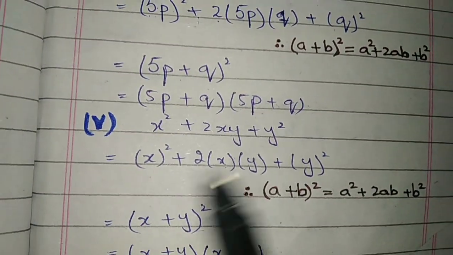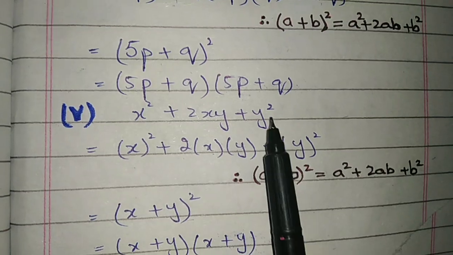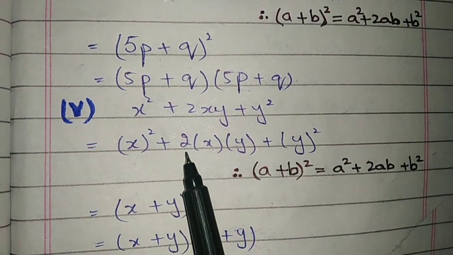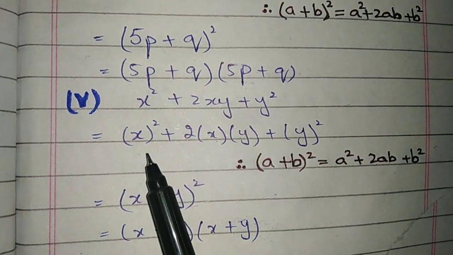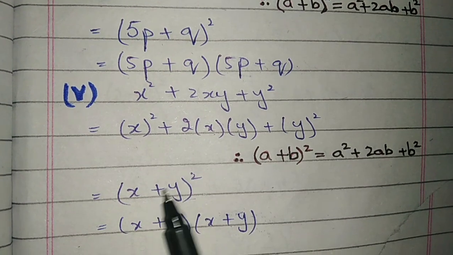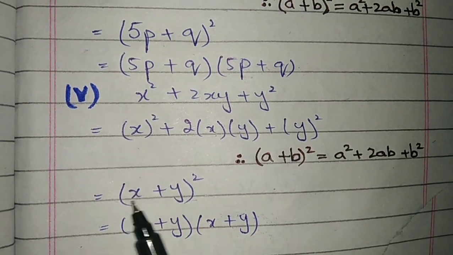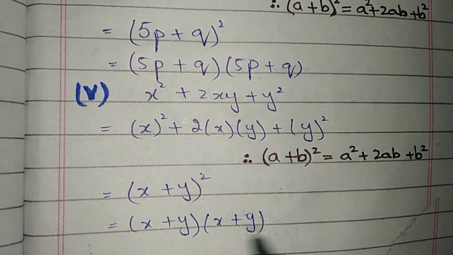Part number 5 is x square plus 2xy plus y square. X square is the square of x and y square is the square of y. Plus 2 according to the formula, first number in the first bracket and the last one in the last bracket. This is the complete formula of a plus b whole square and here a is x, plus sign as it is, and the b term is y. So x plus y whole square, power is square, so you can write it twice. X plus y into x plus y is the answer.